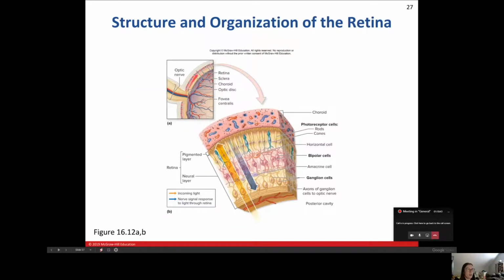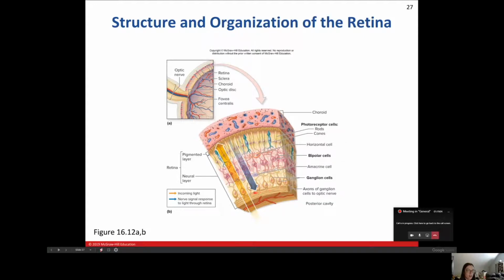So here, this is going to be our neural layer up here. This is the choroid, nourishing it with lots of blood vessels. Then we have this pigmented layer here, that's a darker layer, and here are the photoreceptors. These here are the cones, the blue ones, and the rods are going to be the yellow ones. Now this little pinkish layer is the bipolar cells, and then finally we have the ganglion cells.